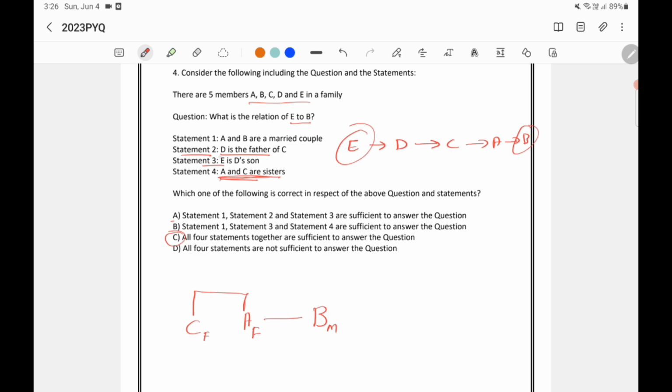Now it says that D is the father of C. So D is the father of C. So D is male. Now statement 3 says that E is D's son. So E will be D's son. So this is male. So now we can connect E to B. So all the statements are required.